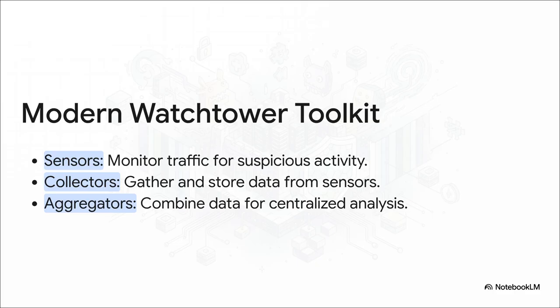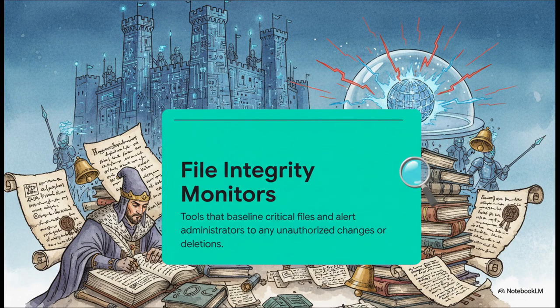And for our most important documents, the royal decrees, the critical system files, we need a special kind of guard, a file integrity monitor. This tool is like a royal scribe. It takes a perfect snapshot, a baseline, of your most important files. Then it just checks them over and over. If so much as a single comma is changed without authorization, it screams bloody murder. It ensures the integrity of your most critical assets is never, ever compromised.